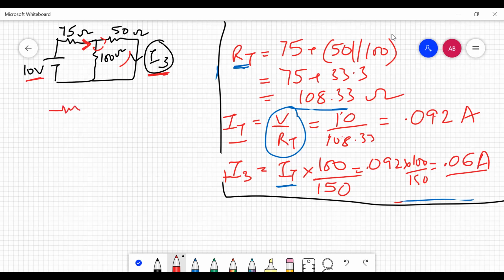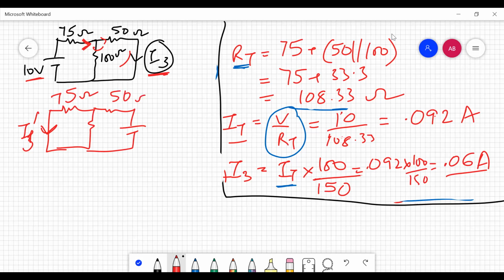So now let's change the position of this 10 volts and this I3 here. After interchanging, the circuit that we are going to get is like this. Now we are going to find the current I1, or I should name it I3 dash. Here it is 75 ohms, 50 ohms, 100 ohms, and here the value is 10 volts.